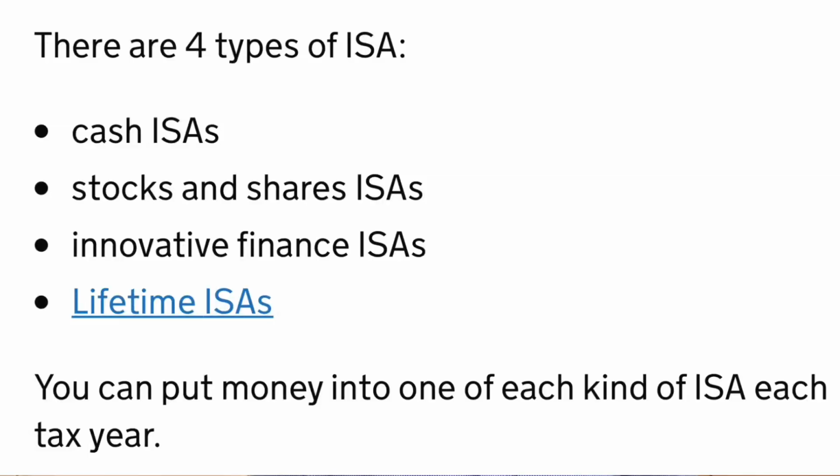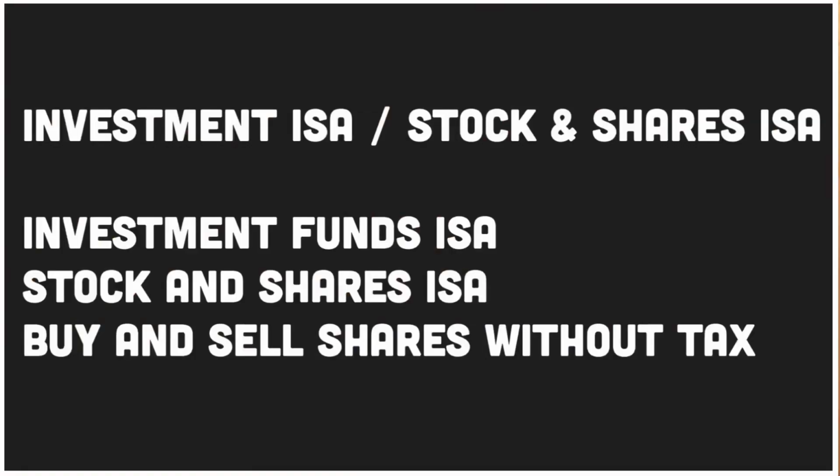So what are the other 3 types? The other 3 types are really useful for people with varying amounts of money. Even if you have £1,000 that you want to save, or invest, or make more money out of, then the other 3 types of ISA are very, very useful. So the cash ISA is the first one. Then we have what is called the investment ISA, or the stocks and shares ISA.